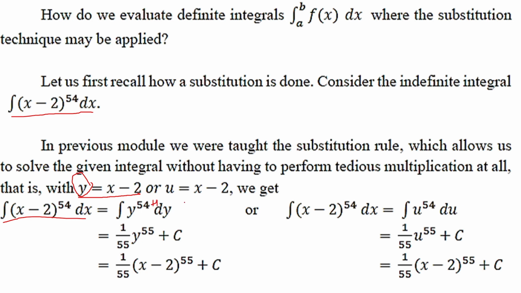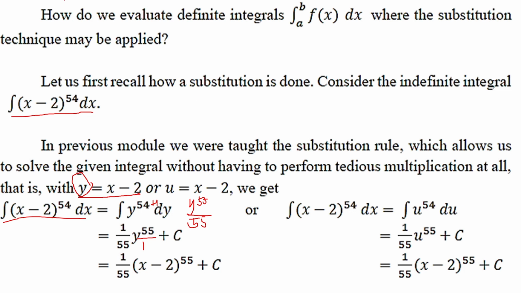So it will be y raised to 55 over 55. Y is over 1. 1 times y raised to 55 is y raised to 55, over 55 times 1, it's 55, plus c. Next, you will just make it like this: 1 over 55 times x minus 2 raised to 55 plus c.